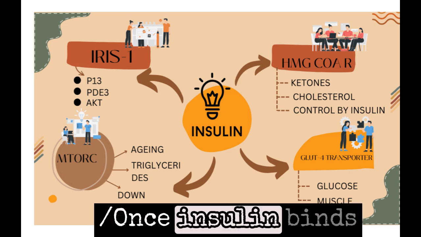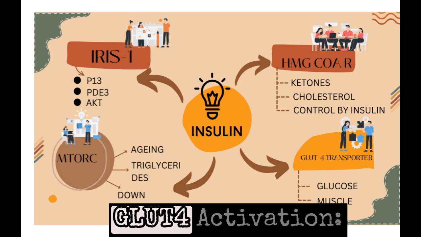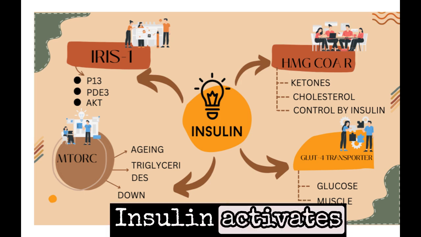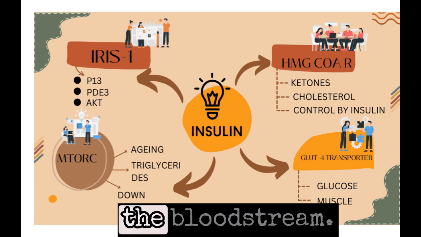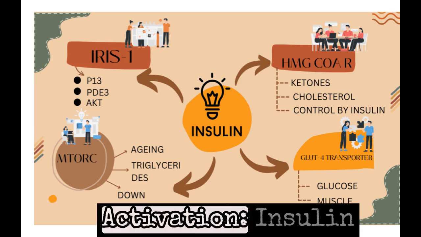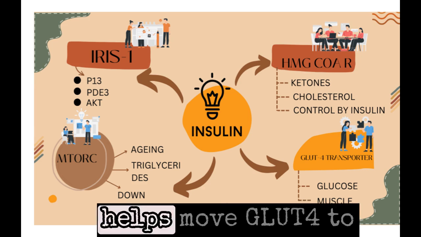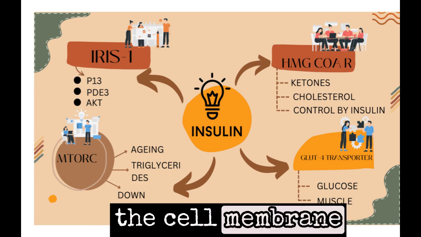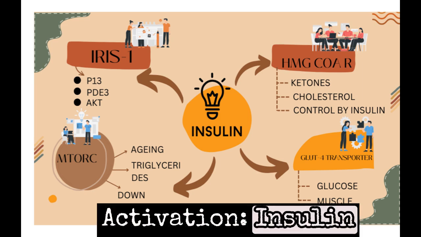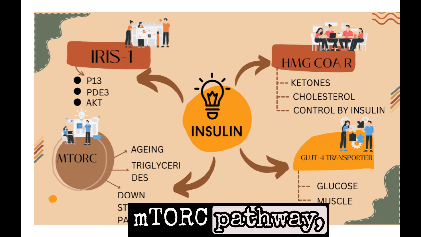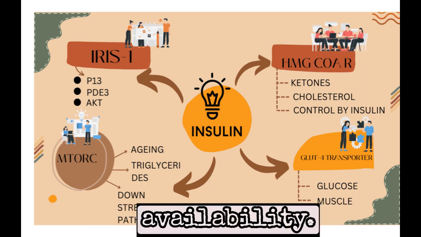Once insulin binds to its receptor, it initiates several processes. GLUT4 activation: insulin activates GLUT4 transporters, allowing cells to take up glucose from the bloodstream. PI3K pathway activation: insulin activates the PI3K pathway, which helps move GLUT4 to the cell membrane for glucose uptake. mTORC pathway activation: insulin also activates the mTOR pathway, which regulates cell growth and metabolism in response to nutrient availability.